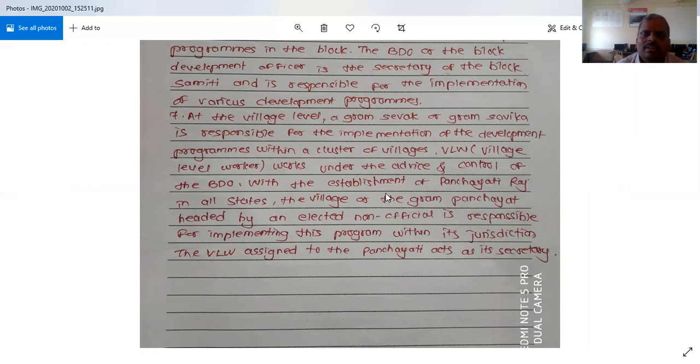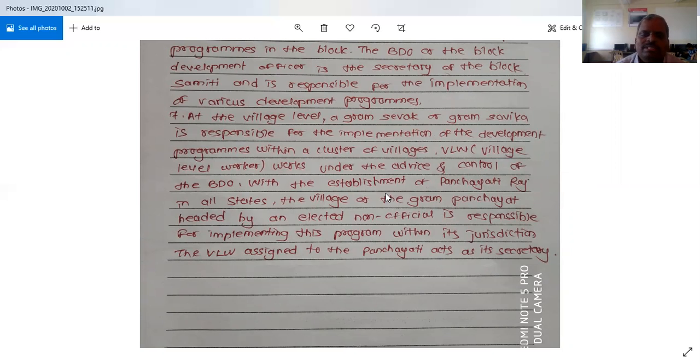At the village level, a Gram Sevak or Gram Sevika is responsible for implementation of the development program within the cluster of villages. Gram Sevak has already been appointed in each and every village, and a Gram Sevika is also there as per necessity, and these persons are actually implementing all the policies and programs in their areas. All the works are controlled by the BDO with the establishment of Panchayat Raj in all the states.